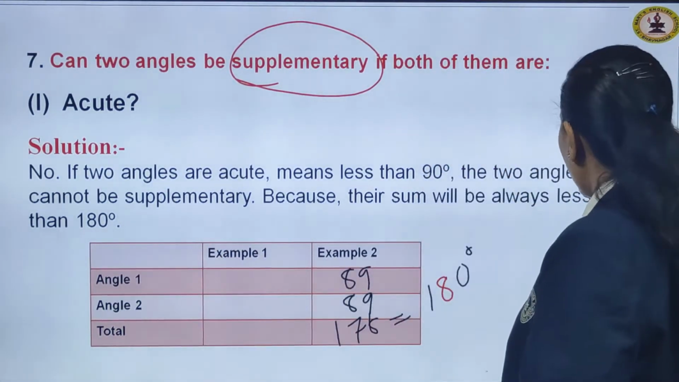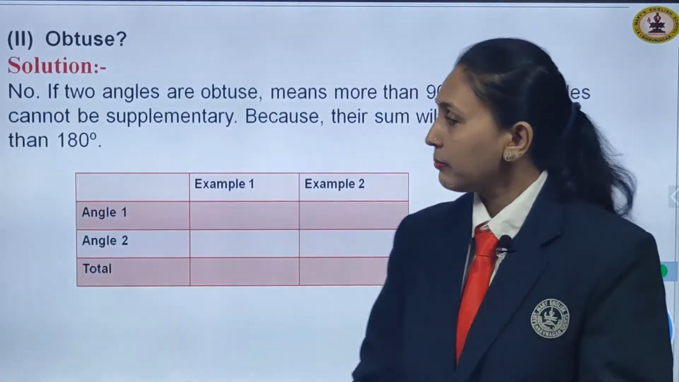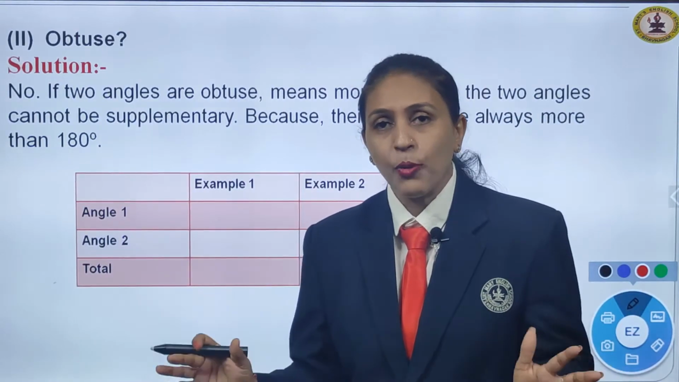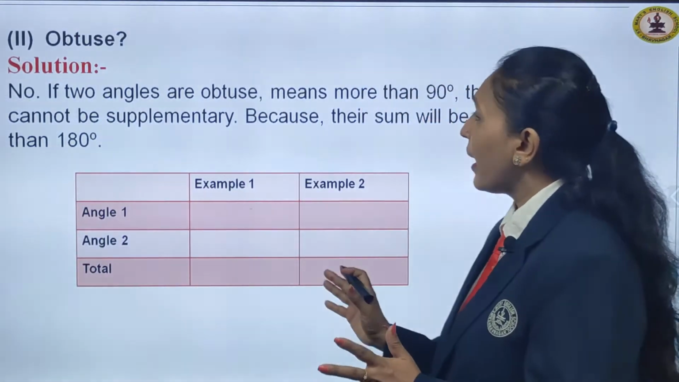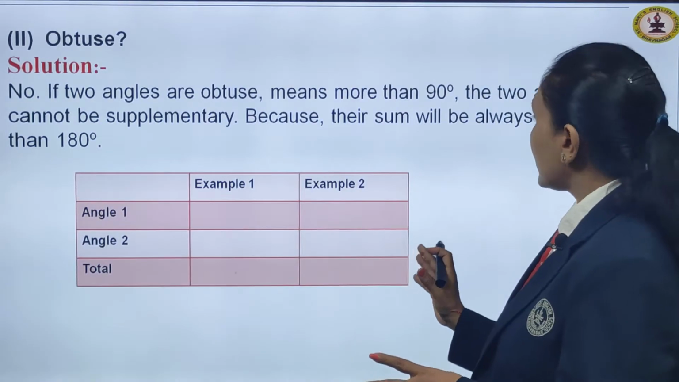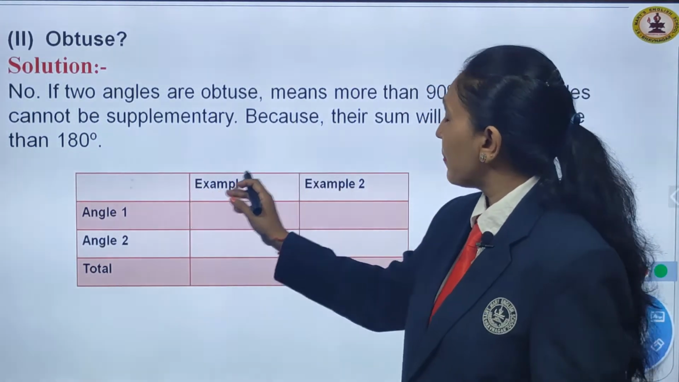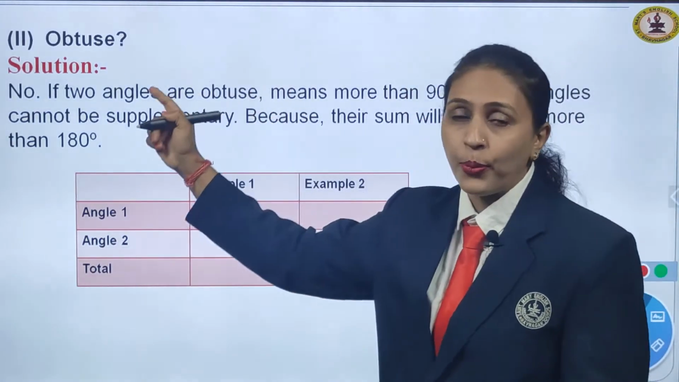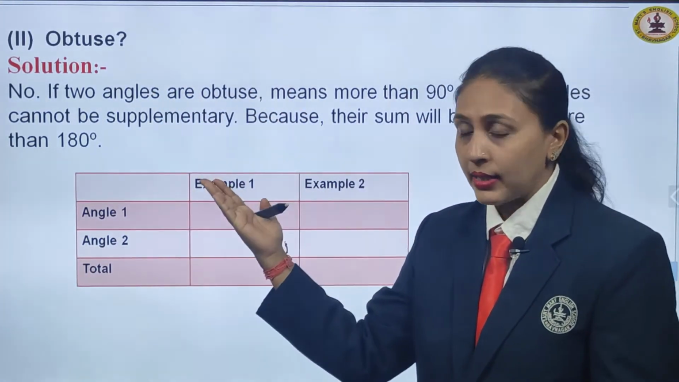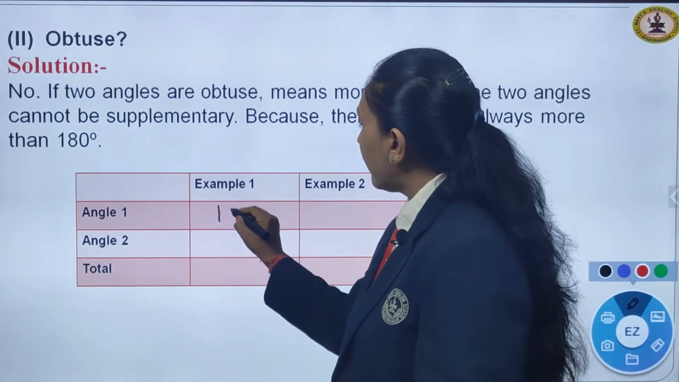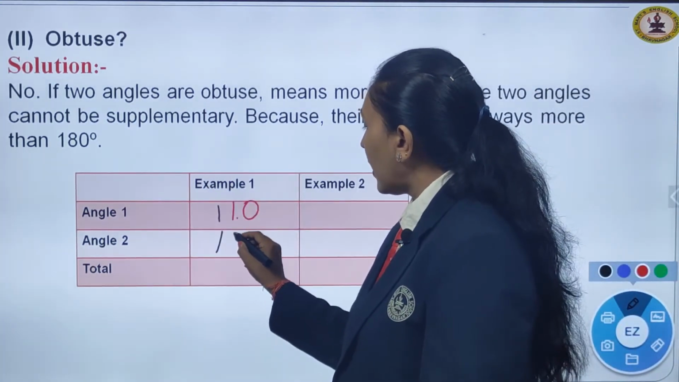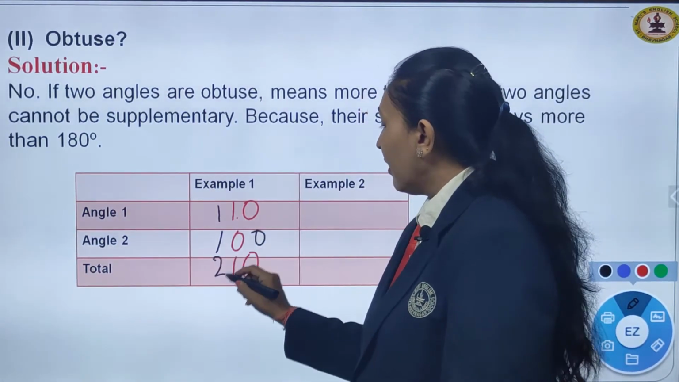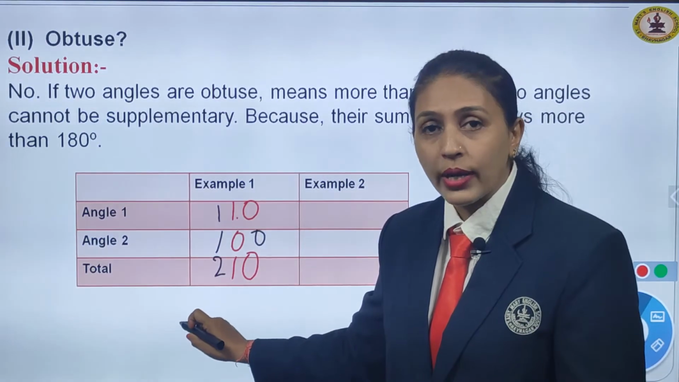Okay. Now one more question related to this, same thing. If we take both as obtuse, is it possible that both the angles will be supplementary? You can see here, I have taken example 1 and example 2, angle 1 and angle 2. Now let us take a few examples, because it is obtuse, it is always more than 90, right. Suppose I take 110 and another as 100, you can see the sum is 210. This is more than supplementary, that is 180, right.